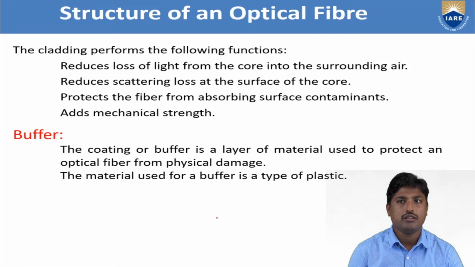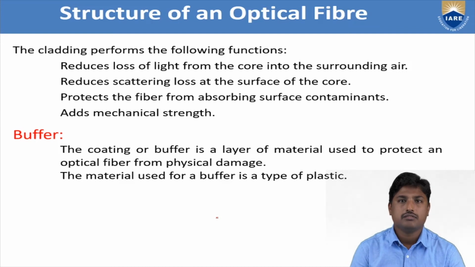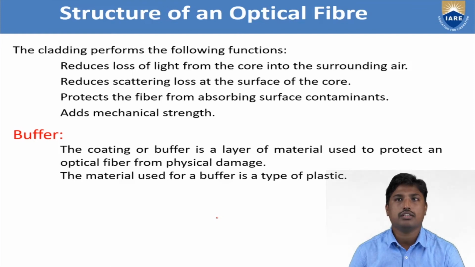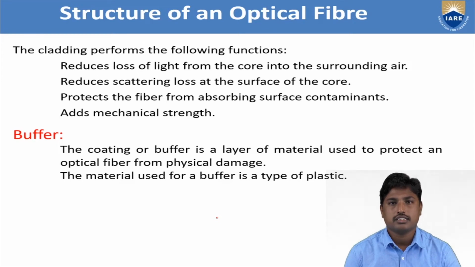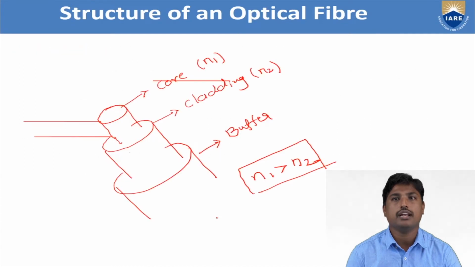Coming to the buffer, it is a plastic material. To protect from the physical damage, we are using the buffer. The buffer is usually a plastic material. These are the three sections available in the construction of the optical fiber. So again, in the construction we have mainly three things: one is the core material, the second is the cladding material, and the third is the buffer or outer jacket.